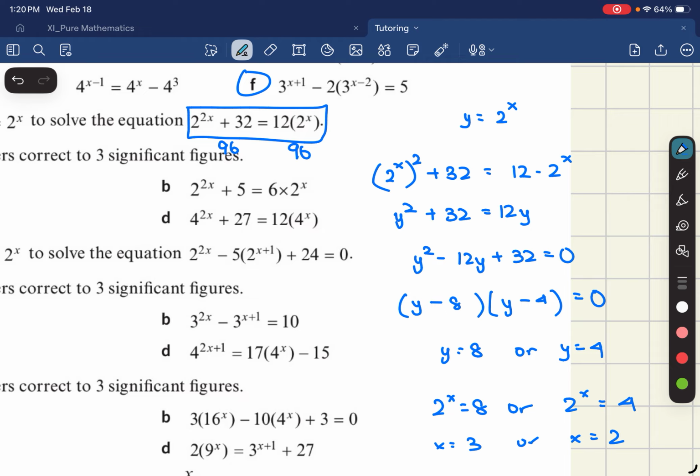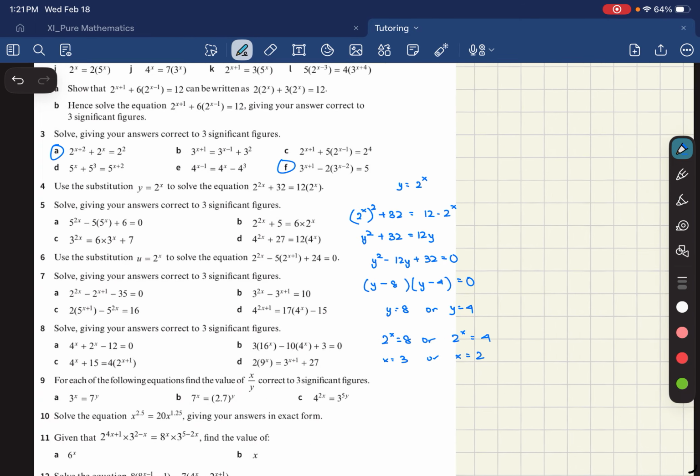So it works. And if I substitute back 2, then I have 2 to the power 4 plus 32, and on the right-hand side I have 12 times 2 to the power 2, which is also 48. So 96, 96, or 48, 48. So both 3 and 2 are correct answers.